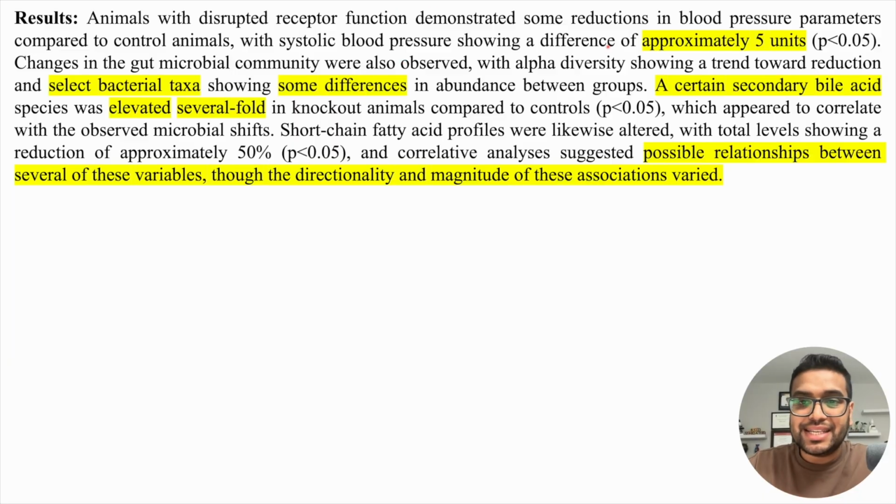In this particular result, as we can see here, it simply talks about showing a difference of 5 units. It has a p-value, but we do not know how much the difference was. Also, it talks about select bacterial taxa, which means it has not included any information on what bacteria. It says some differences, but the magnitude is not clear, and a certain secondary bile acid, but not which particular bile acid, and also a possible relationship between several of these variables, without directionality and magnitude. These parameters are not clear in this result section.